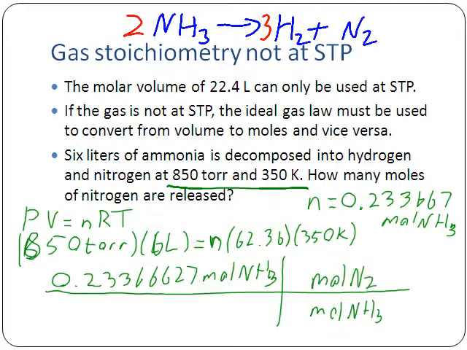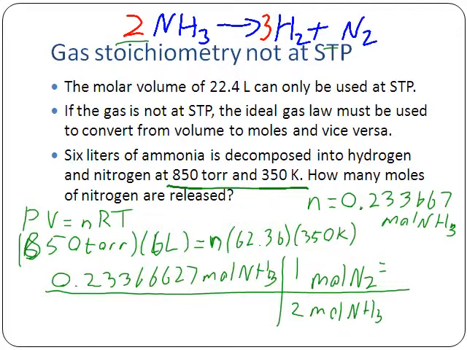So in this case, we look up at the top. We say, how many moles of ammonia do we have? There's 2 is our coefficient up there. How many moles of nitrogen? Nothing out there, so just a 1. And so in this case right here, we set this up and solve. We get our number, 0.2336667 times 1 divided by 2.